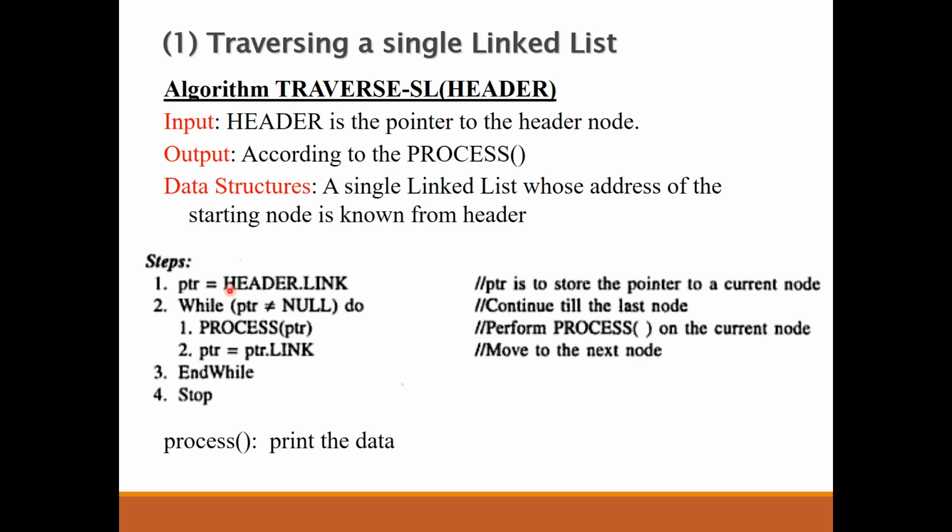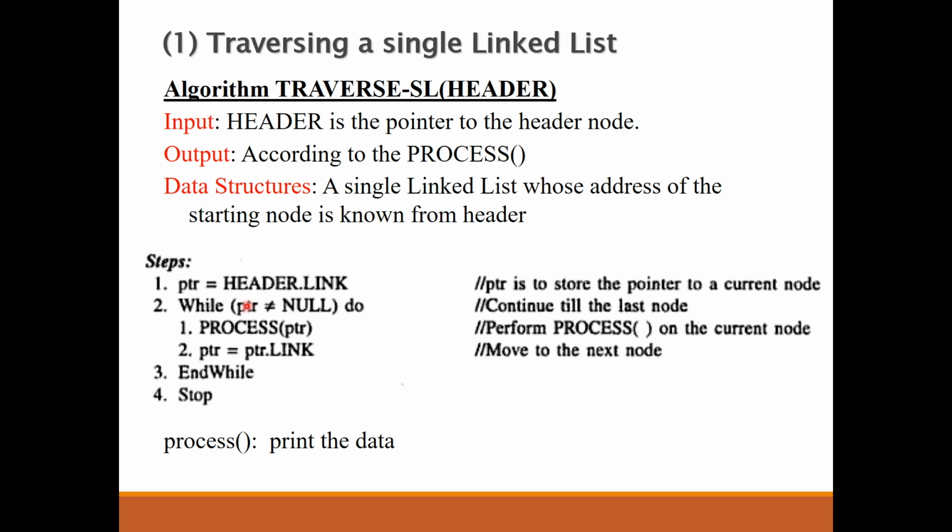In the first case, PTR will contain the address of the first element, then process the PTR. That means process the first node. Then after processing the first element, PTR is equal to PTR dot link. Now PTR currently points to the first node, and the link part of PTR will contain the address of the successor element. So the address of the second element will be stored in PTR. Now PTR points to the second element.